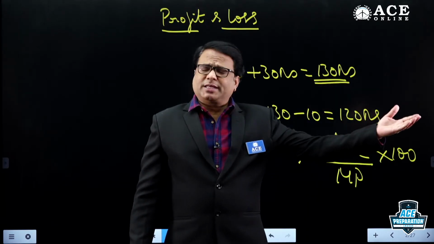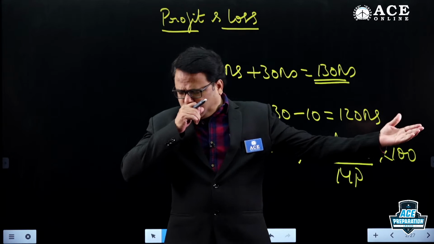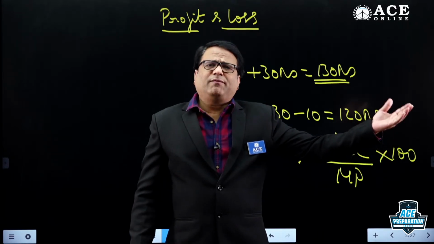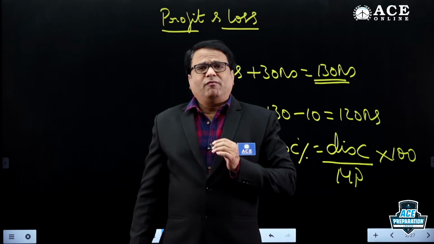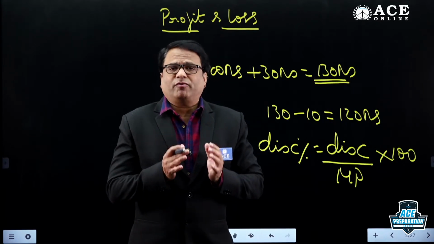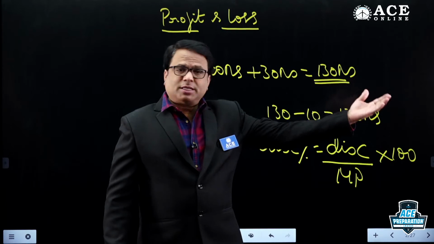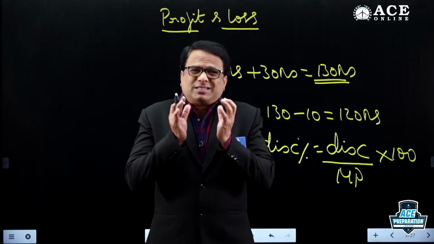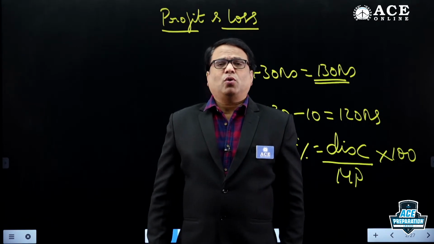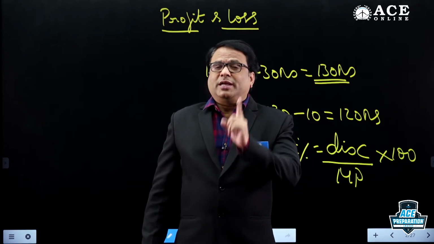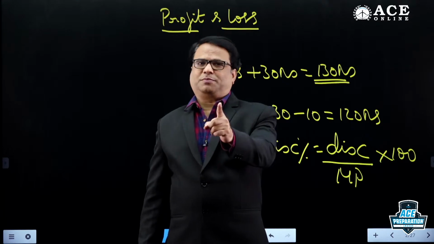And if the money received from the customer is more than the cost price, we understand that we made some profit. And if the money received from the customer is less than the cost price, then we understand we made some loss. So profit or loss is always calculated on cost price.